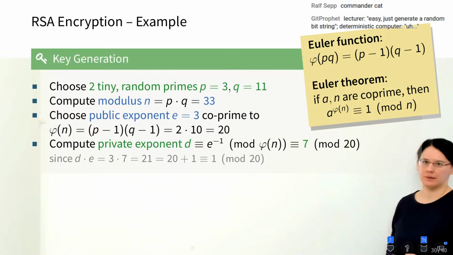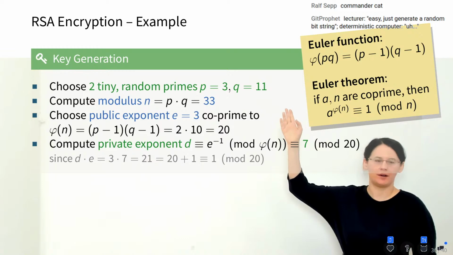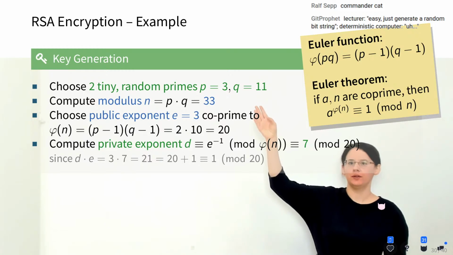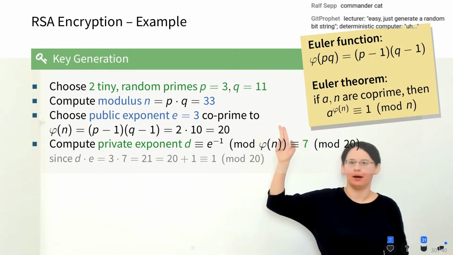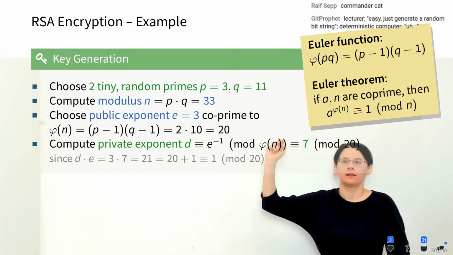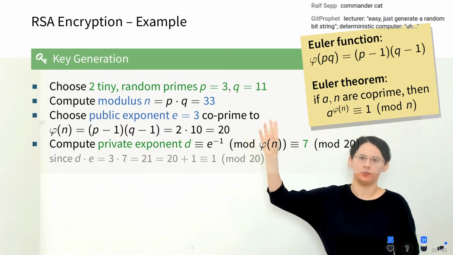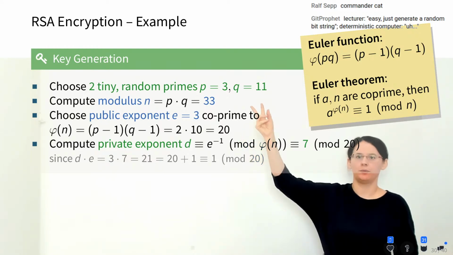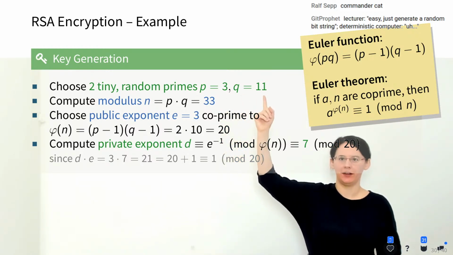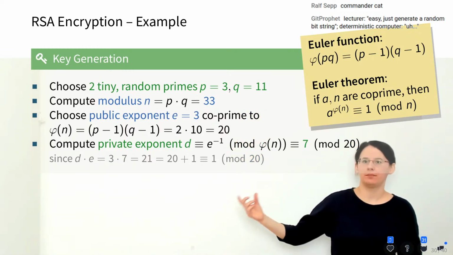Let's have a look at an example with numbers. So instead of two huge prime numbers, of course, we're going to pick two tiny prime numbers. And our modulus is the product of the two. We choose a random public exponent, which needn't really be random, we just pick 3. We will now need the Euler function, so the phi function of n, to do some of our next computations. So we compute that. So phi of 33 is p minus 1 times q minus 1, 2 times 10, 20.